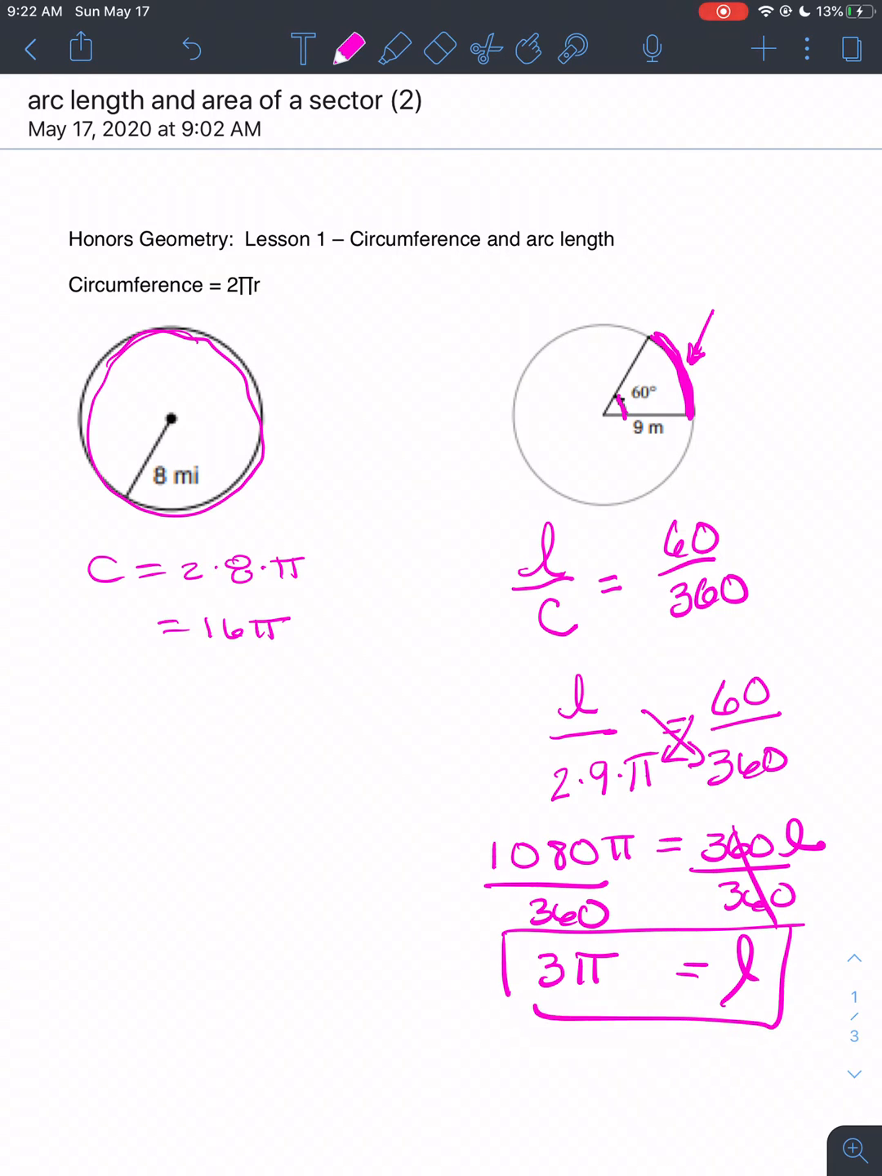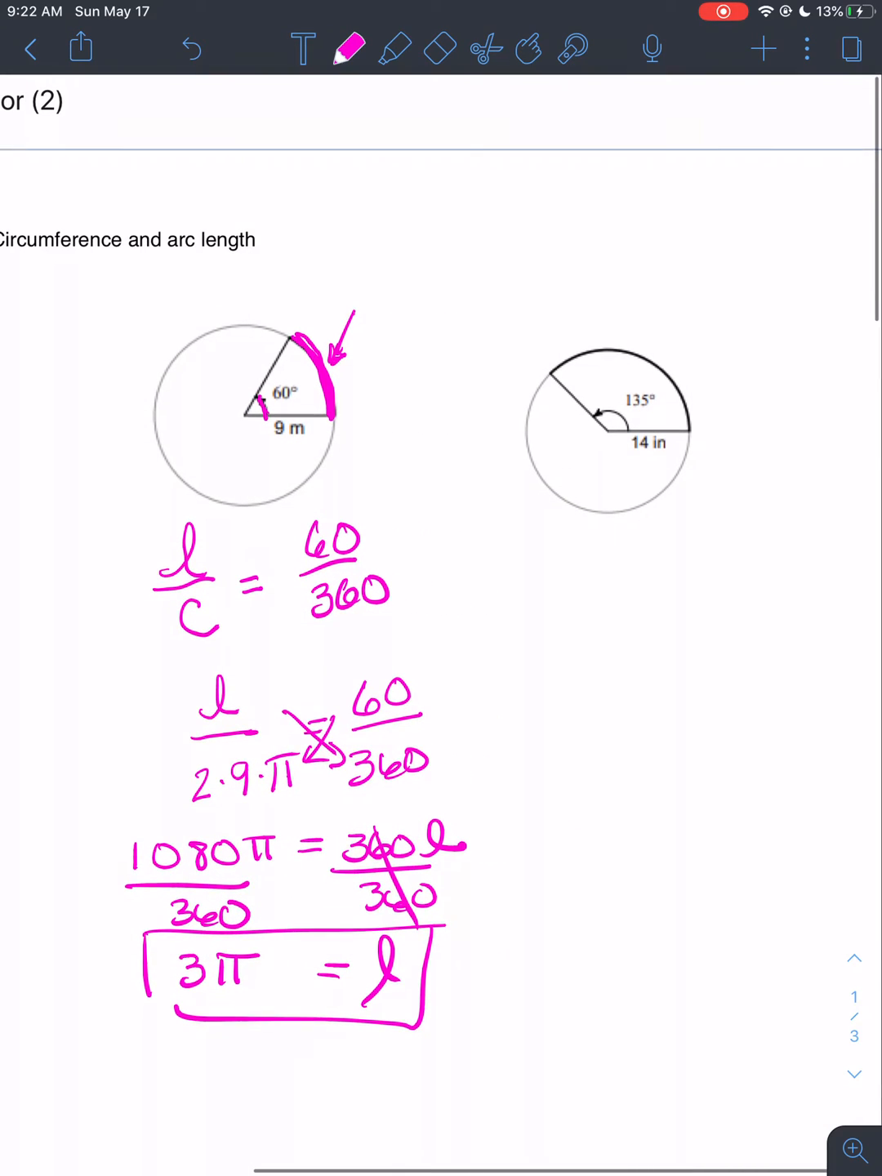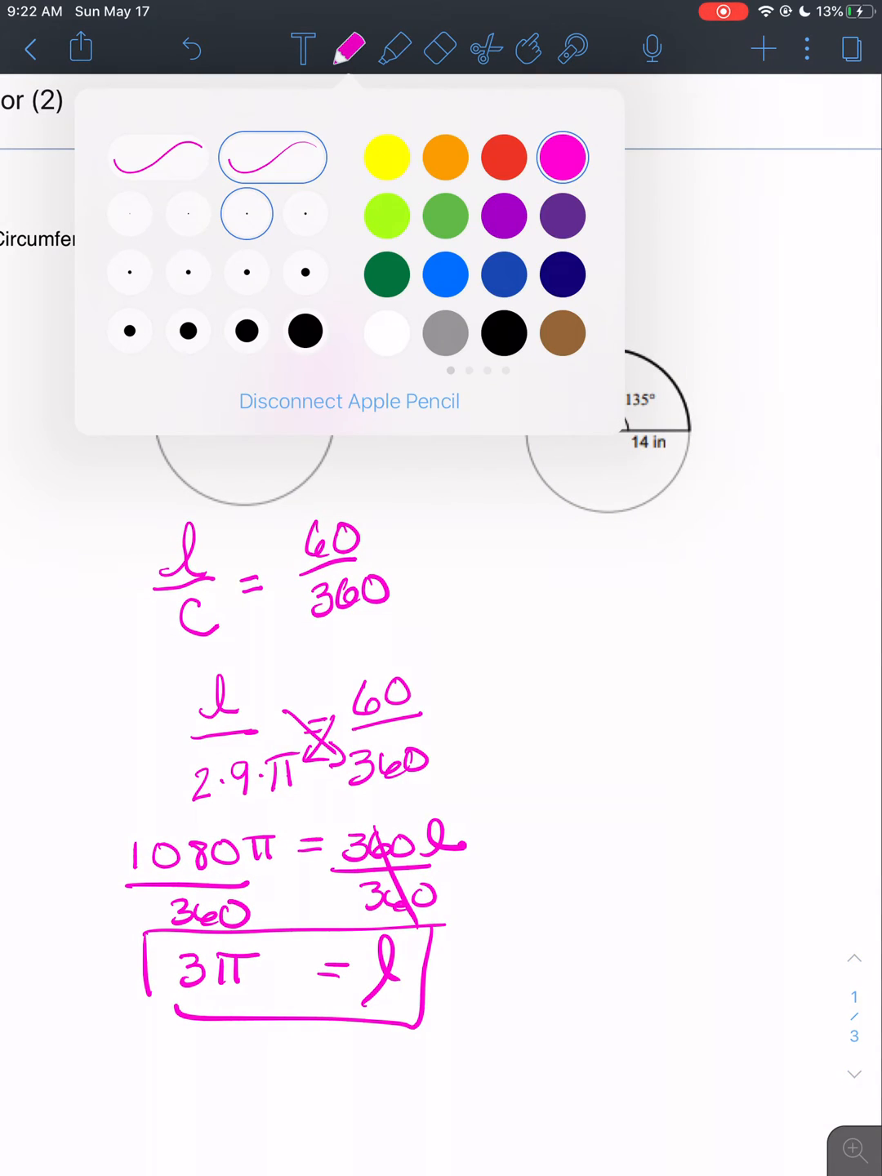When you enter that in Schoology, you're going to use the pi key on your calculator and round to the nearest whole number. Let's try one more example.